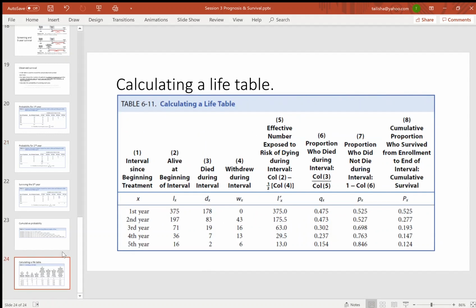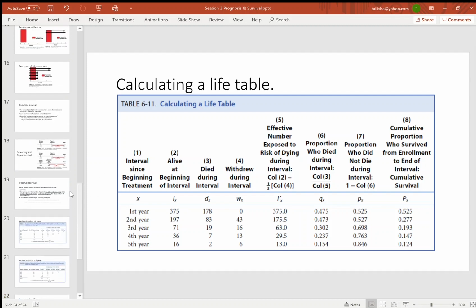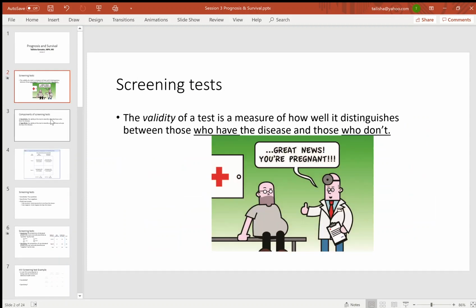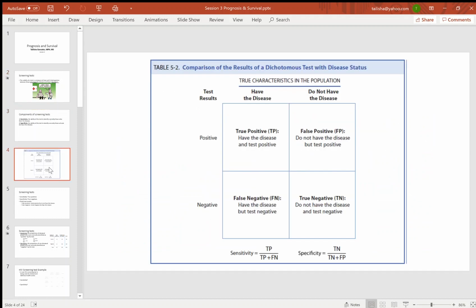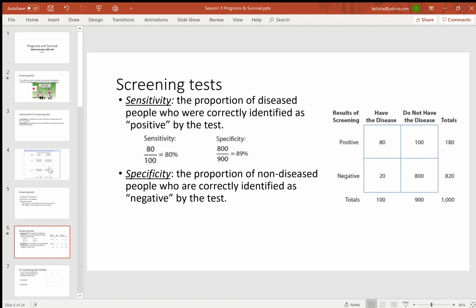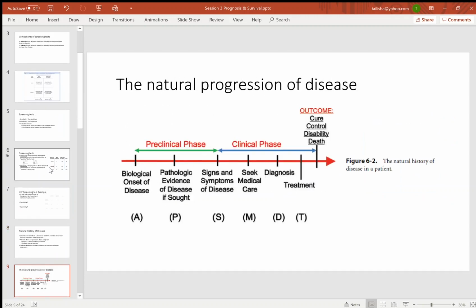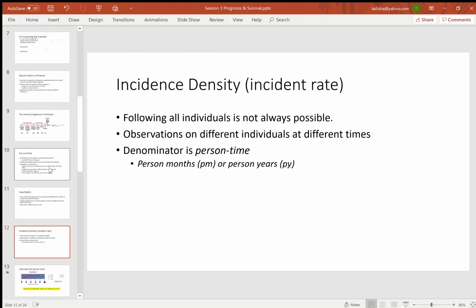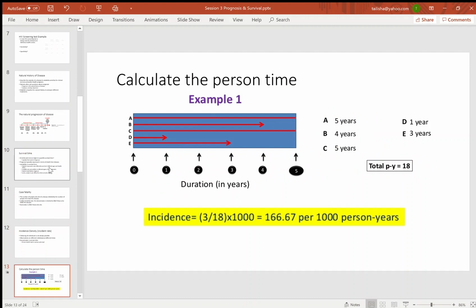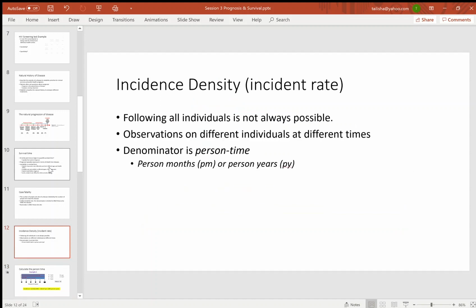All right, so again, prognosis and survival is built upon the skills from the previous 2 weeks. So if you're having trouble with your order of operations and the basic math concepts, or if there's still something like, why are we talking about person time? Well, we talk about person time because we talk about incidence density in lieu of incidence rate when we cannot observe all individuals in the population.